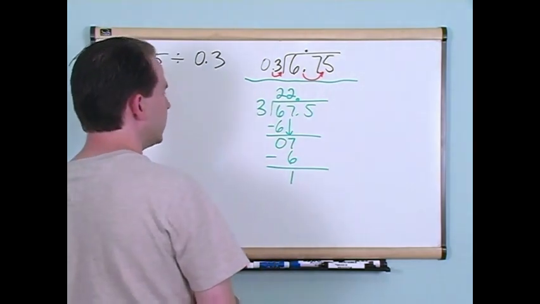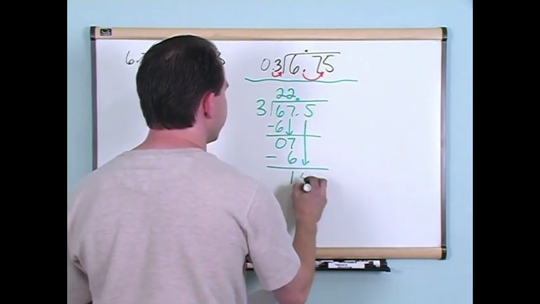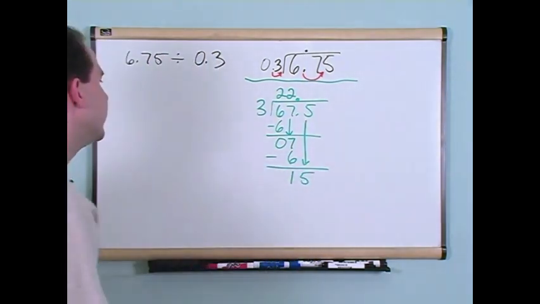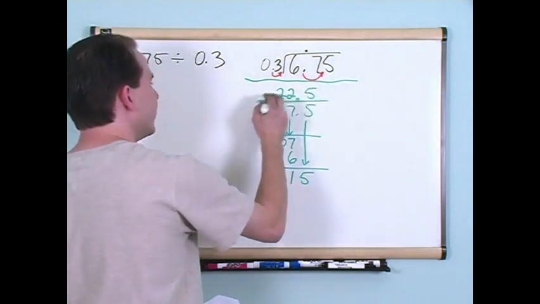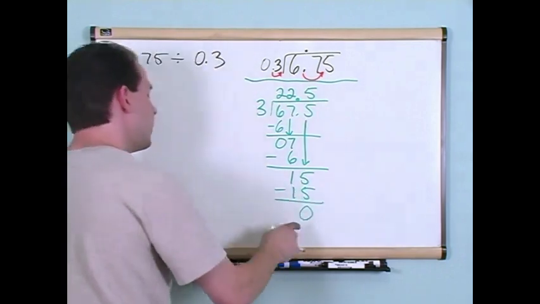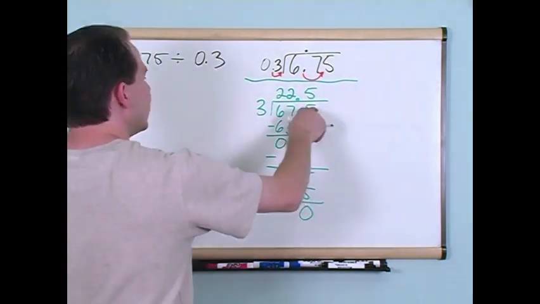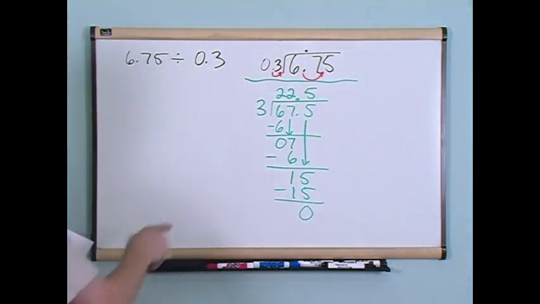Okay? Can 3 go into 1? Well, no, it can't, but let me drag my next thing down, which is a 5. And then finally, can 3 go into 15? Yes, it can go 5 times because 3 times 5 gives me 15. And when I subtract these, I get 0. I've got no more digits here to drag down, and I've got all my digits filled out here. So the answer to this problem is 22.5.